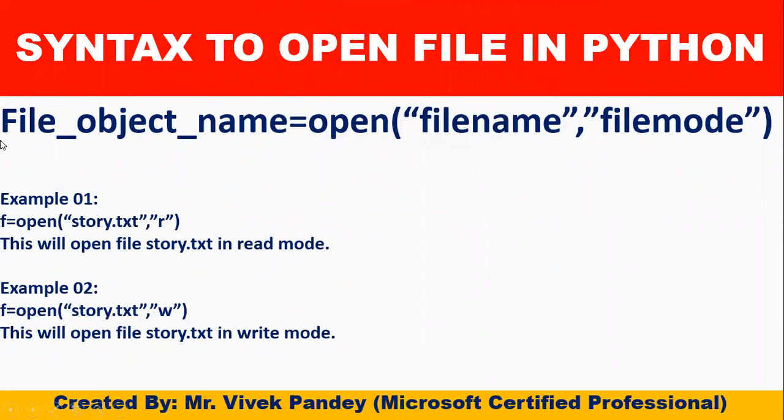Syntax to open a file in Python: file object name equal to open, file name, file mode. Here we are using the open function to open the file. See, in example 1, we are opening the file story.txt in read mode, and in example 2, opening the file story.txt in write mode, where R and W stand for file mode. R stands for read mode and W stands for write mode. So by default, a file is opened in read mode.